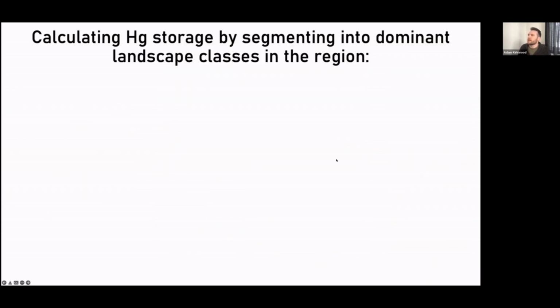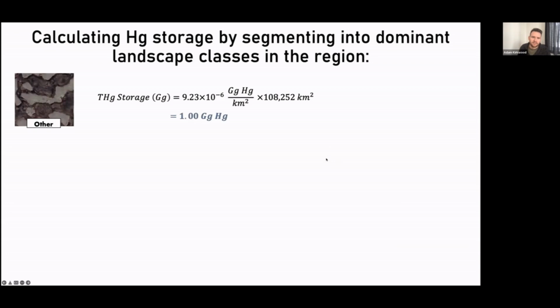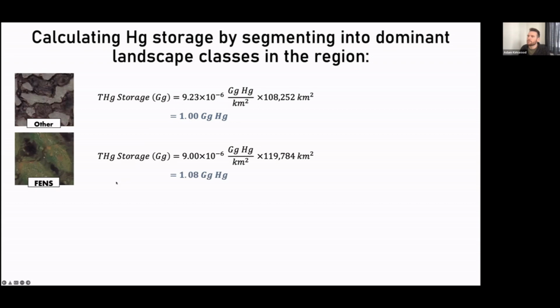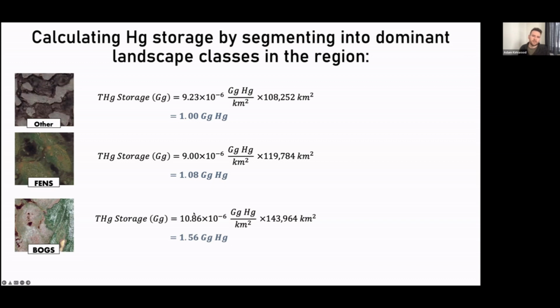So when we segment it into dominant land classes by the region, I just do the exact same calculations that I showed on the previous slide: applying the average mercury storage and then multiplying it by the area. So for the other category, we find that there's about 1 gigagram of mercury. In fens, it's a little bit higher at about 1.08 gigagrams. And in bogs, it's again a little bit higher at 1.56 gigagrams.